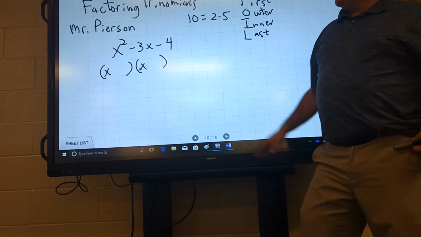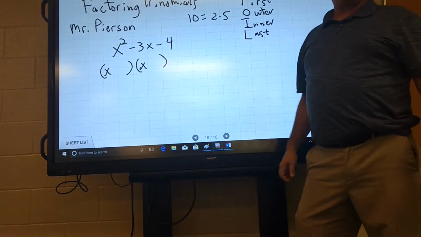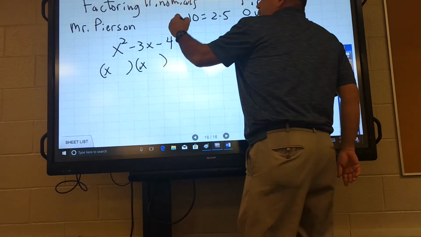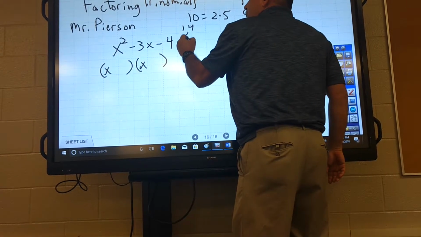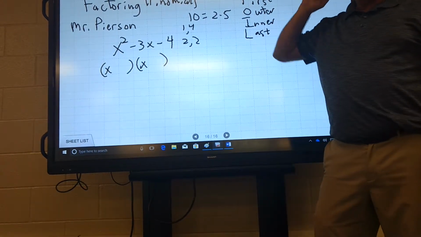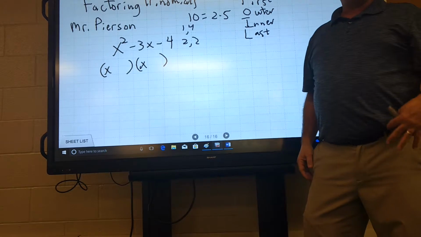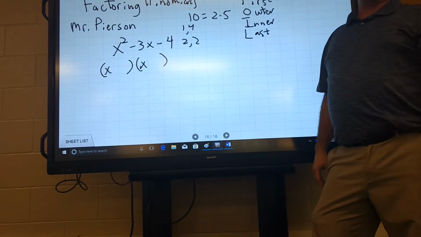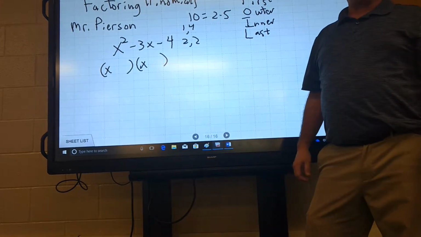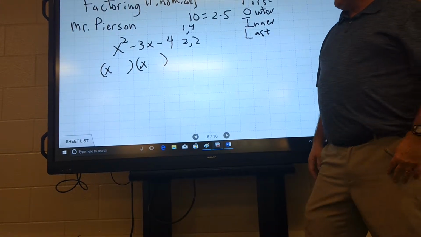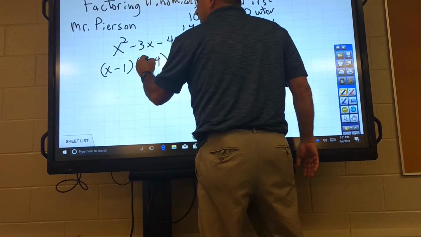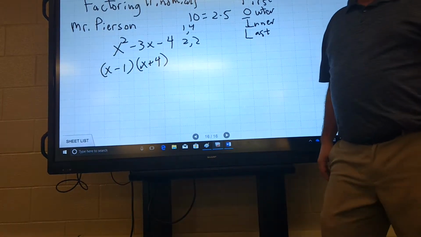And then from there, the last term in each set of parentheses will always multiply together to give us the last term. So 1 and 4, and 2 and 2 are the only possibilities in numbers that will multiply together to give us 4. In this case, though, we need it to be negative 4. So how do we make that negative? Well, one of these two numbers is going to have to be negative. So let's say, for example, I tried 1 and 4, and I let 1 be negative and 4 be positive.